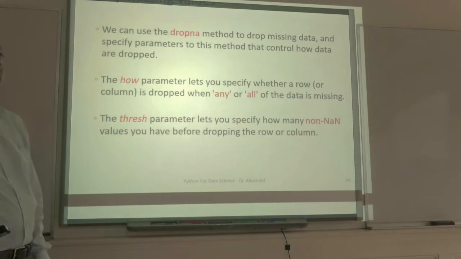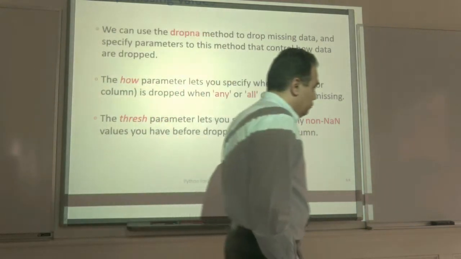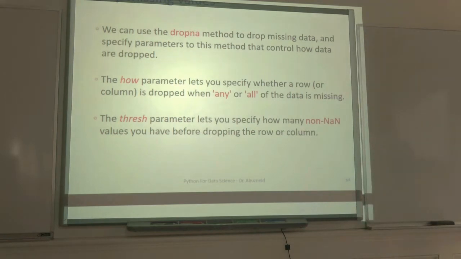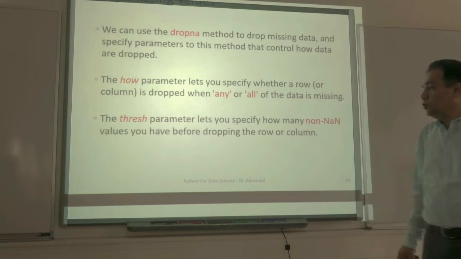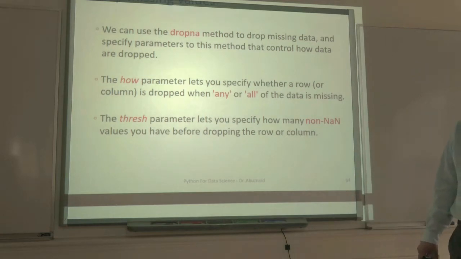I mean, you have a row in the data sample that has a missing value. Maybe you're called to drop the whole row. Or there's one of the features that has a lot of missing values. It's no use for your data. Just drop it, drop it all, right? The thresh parameter lets you specify how many non-null values you need before dropping. So if you have, for example, 50 or more, don't drop. 50 or less, drop the whole column, the whole row.